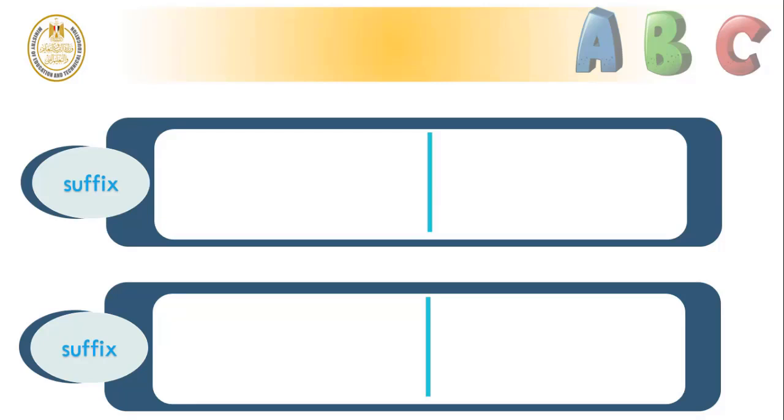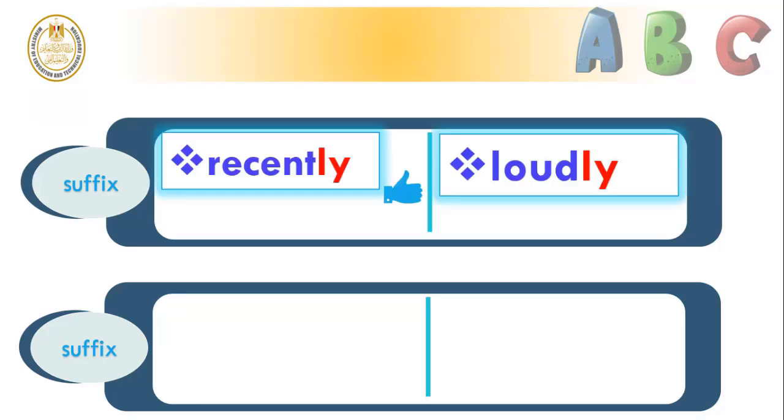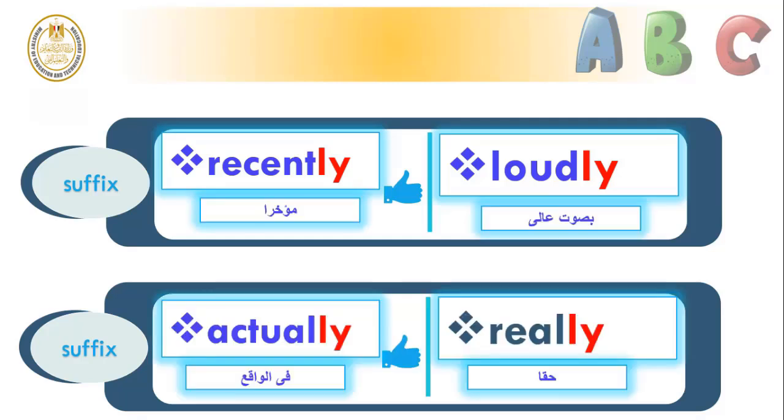Next, we're going to speak about suffixes, اللي هي النهايات. Number one, recently. Of course, recent معنى حديث, و recently معنى مؤخرا. Loud, عالي, loudly, بصوت عالي. Next, actually. Actual, واقع وحقيقي, و actually, في الواقع أو في الحقيقة. Really جاية من real حقيقي. Really, حقا أو فعلا.